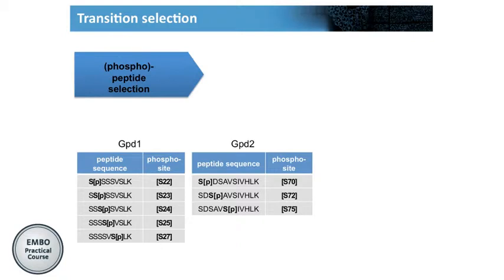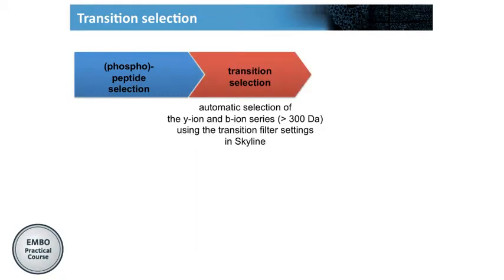So let's do some selection of transitions. First, we selected the peptides of interest. We're going to look through this example that I showed you before. Now we're going to consider the case where there's only one phosphorylation, so one type of phosphorylated peptide. Here there are 5 different options. Here there are 3 different options, and we need to select transitions for these.